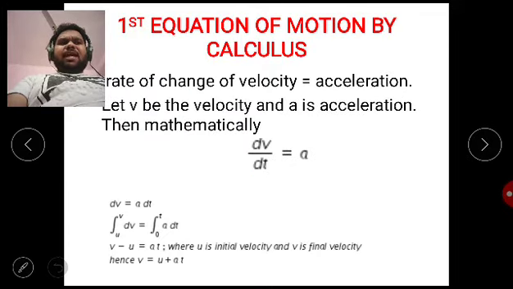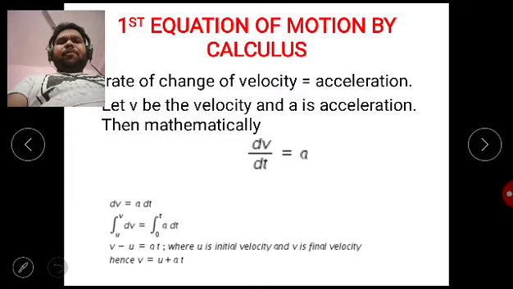So we will start with kinematic equations for uniformly accelerated motion. There are three kinematic equations for uniformly accelerated motion, namely the first equation, second equation and third equation. We will start with the first equation of motion and we will prove it by using calculus. This is also called the velocity time relationship.